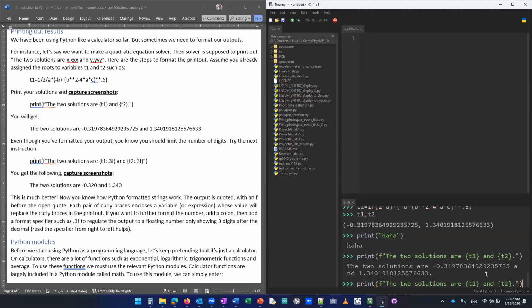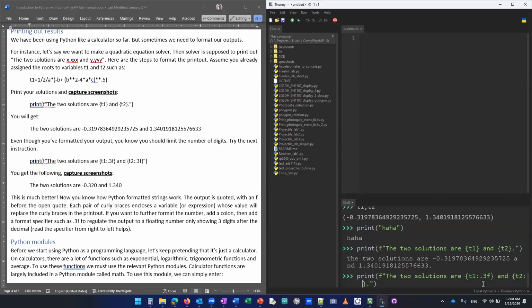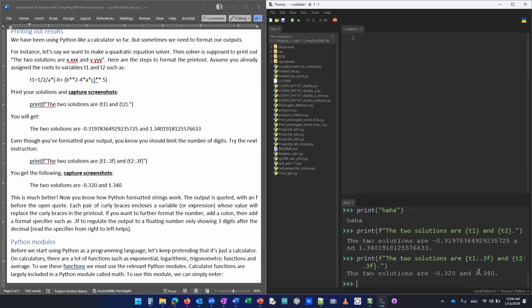So again, we recall the instruction here. Just do colon. That is, what is the format of the T1 that you want to print out? You want to print out 3 digits after the decimal, floating point number. You want to do the same thing for T2. So colon dot 3F. Hit enter. That looks really nice, right? No unnecessary amount of digits, right?